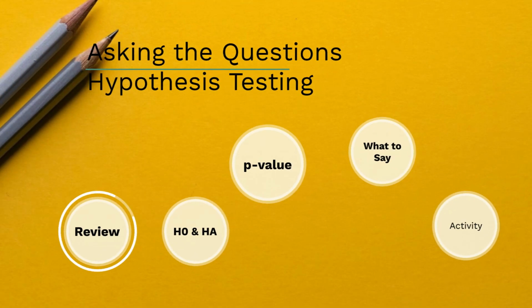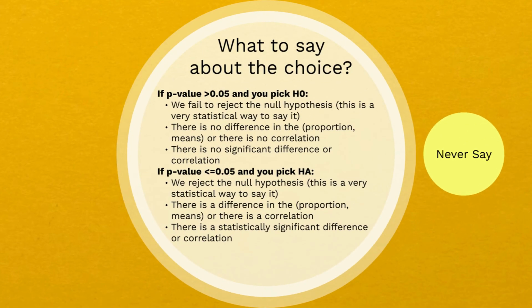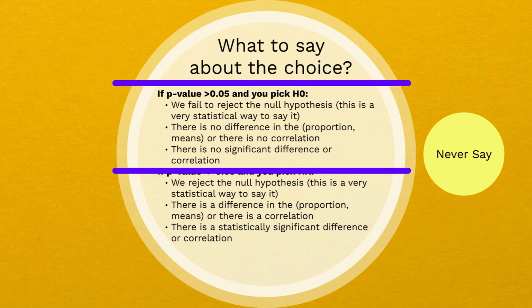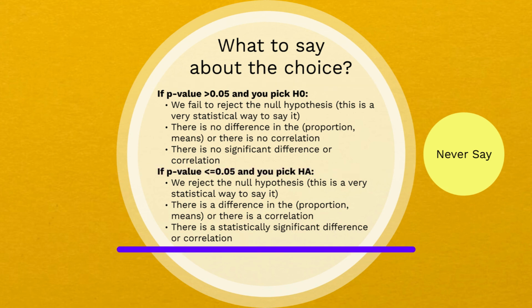So what do you say when you run statistical hypothesis testing? If the p-value is greater than 0.05 and you pick the null hypothesis, there's a very statistical way to say we failed to reject the null hypothesis. So we assumed the null and now we're failing to reject it, or we're concluding that we have no relationship. There is no difference in the proportion or means, or there's no correlation, or there is no significant difference or correlation.